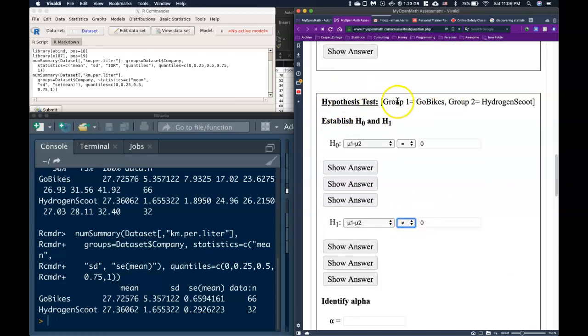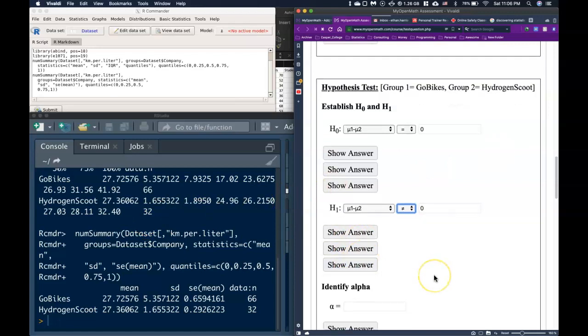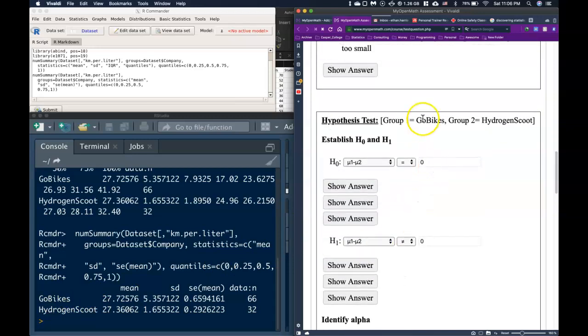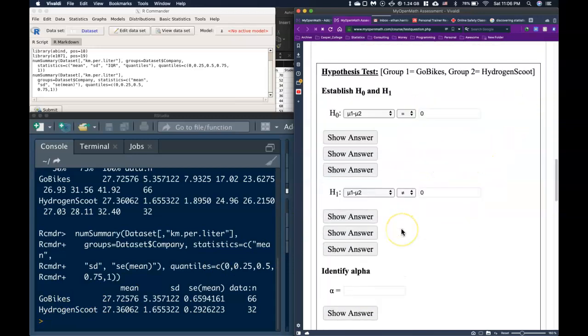So now when we're doing our hypothesis testing, we're going to set group one as GoBikes and group two as Hydrogen Scoot. So we need to make sure that this is how we're going to be doing our subtraction and our setup, because it's important for how R is going to actually do the analysis. And we can show you how it's going to do this. It has whatever group comes first set as group one, and this is going to be group two. So we've got GoBikes as group one, Hydrogen Scoot as group two. And if we go back over here, that's what we want.